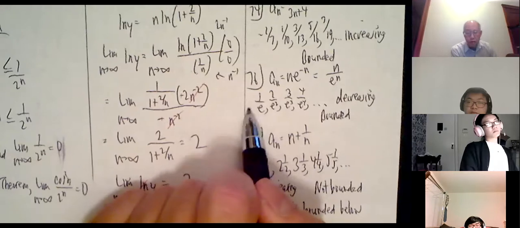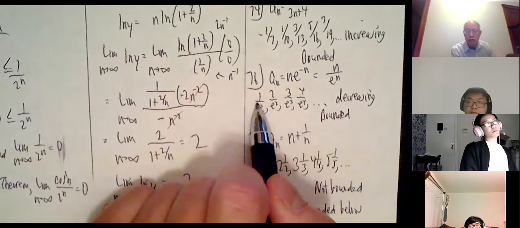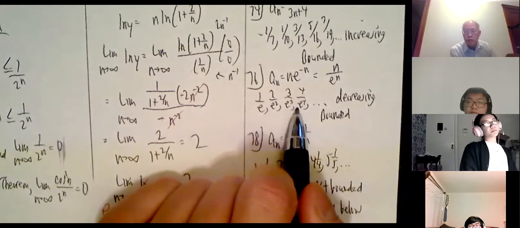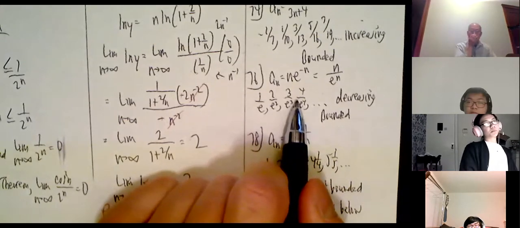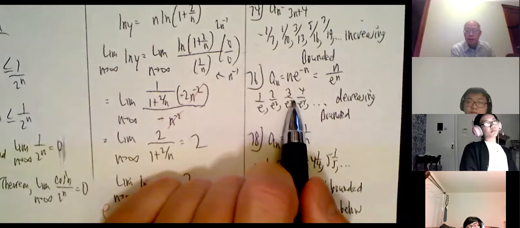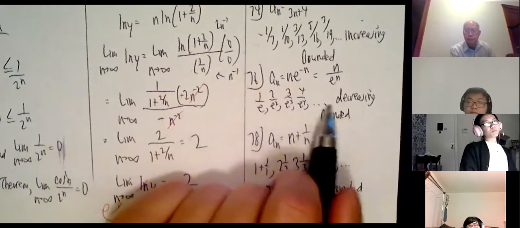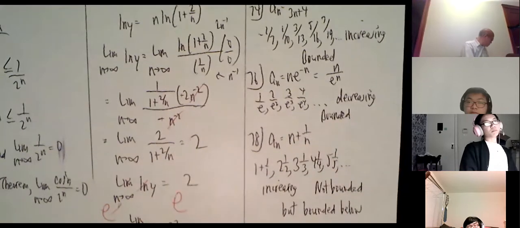So the biggest number is 1 over e, because these will all get smaller. But a lower bound would be 0, right? In fact, that would be the limit. As n approaches infinity, we seem to be approaching 0. So that's that, decreasing and bounded.